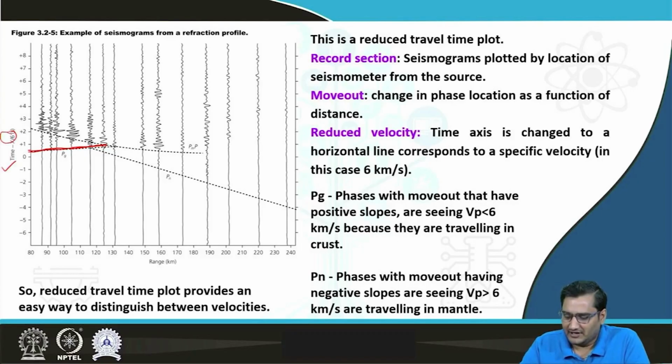That means the velocities are less than 6 km per second, that may be because the PG waves generally travel in the crust, and there is a move out for the PN waves also here, and that has a negative slope, that may be because the velocity is greater than 6 for this particular wave, maybe it is traveling in the mantle. So basically you can say that the reduced travel time plot provides an easy way to distinguish between velocities.